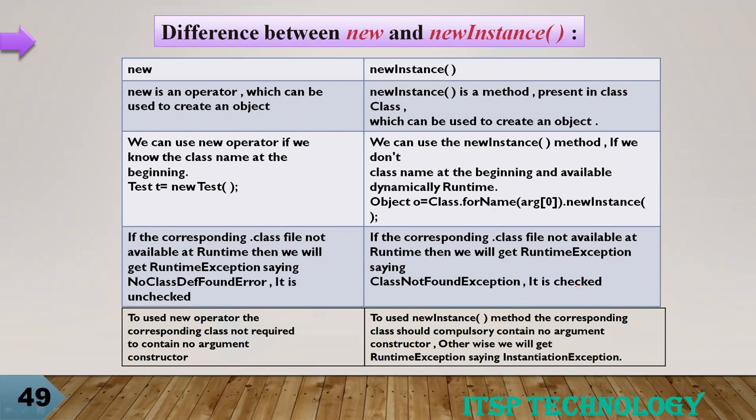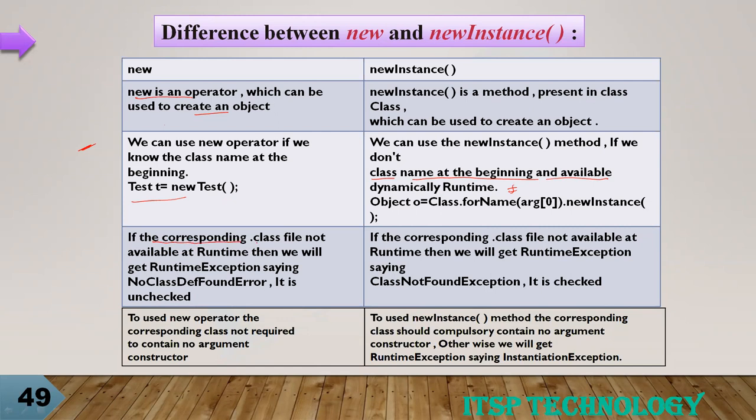New is the first difference. New is an operator which can be used to create the object. newInstance is a method present in class which can be used to create an object. Okay. We can use the new operator if we know the class name at the beginning. We can use the newInstance method if we don't know the class name at the beginning and it is available dynamically at runtime.